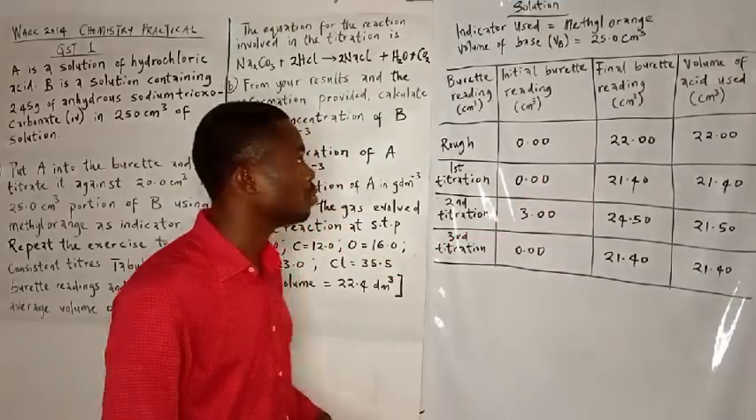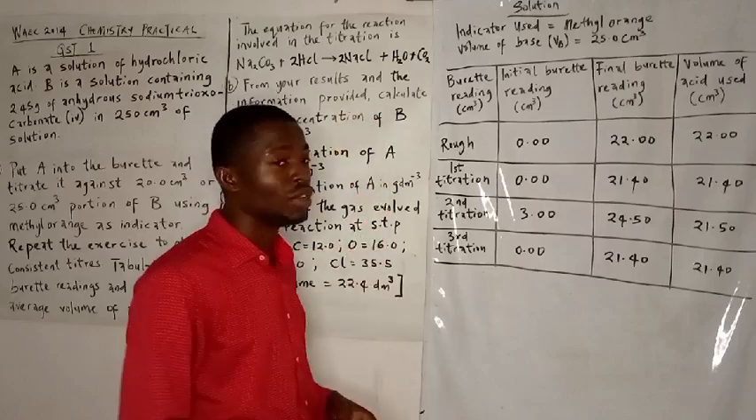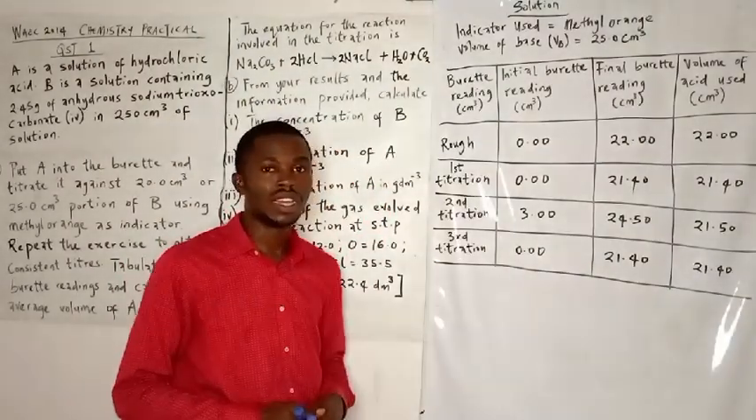So here we have the volume of acid used, and we have the table. We have mentioned the indicator used and the volume of base we are working with, so we can get along.